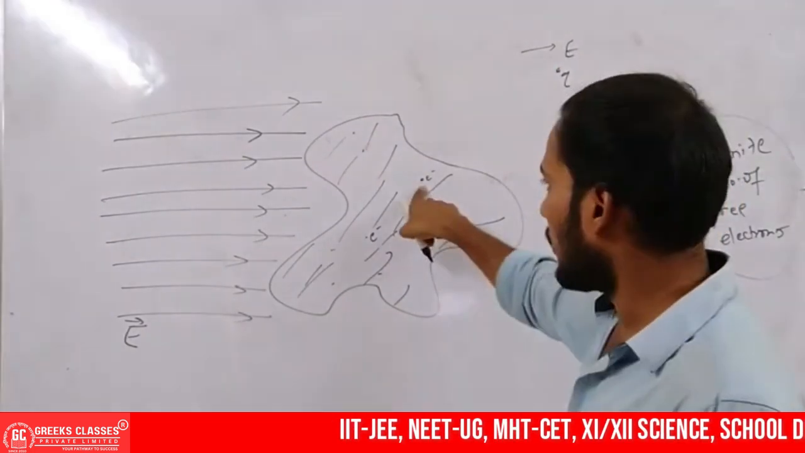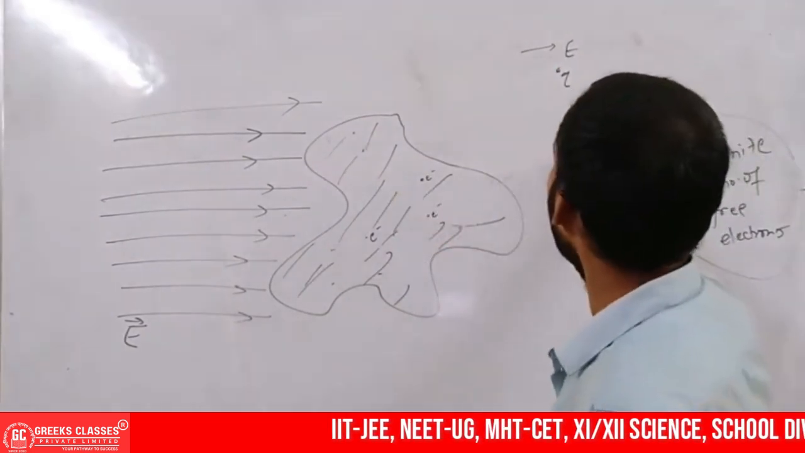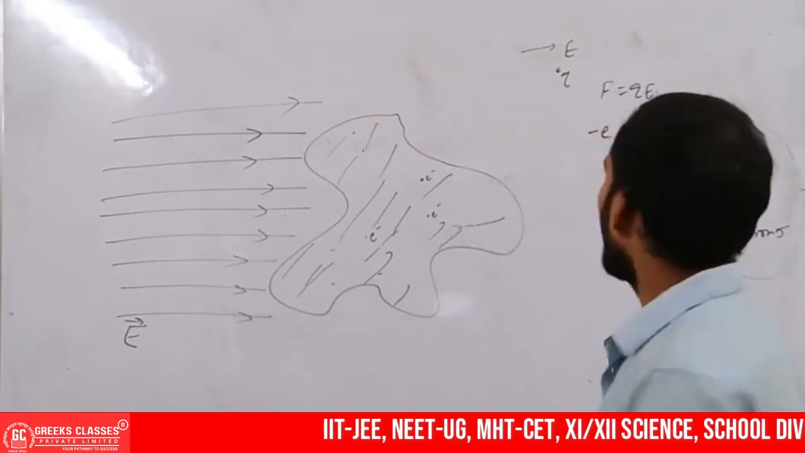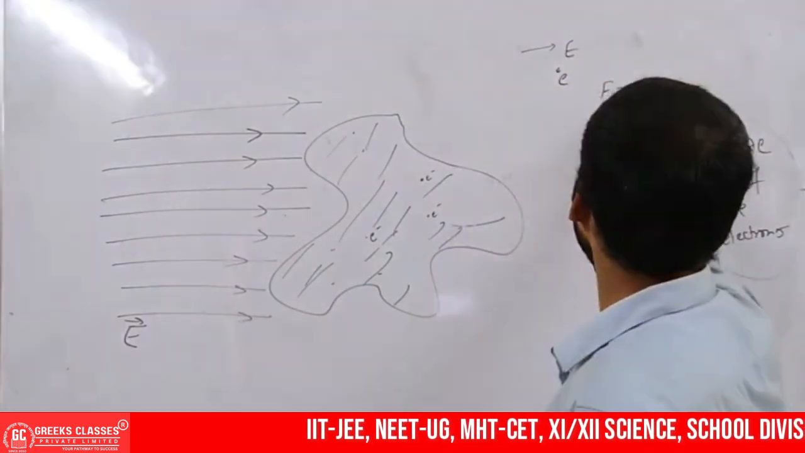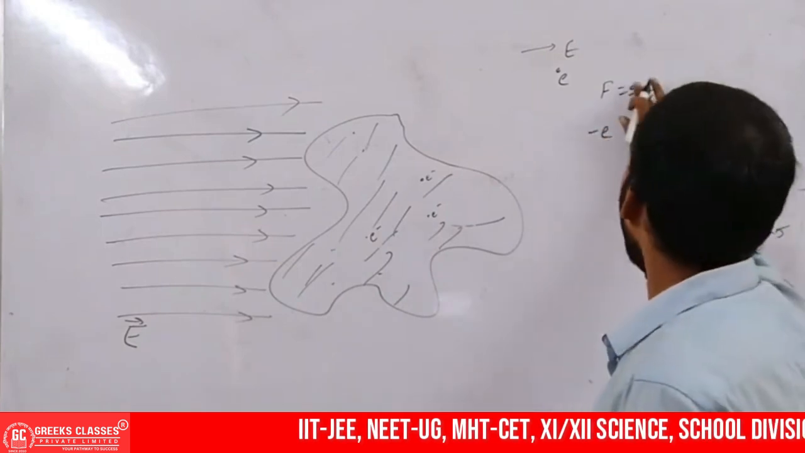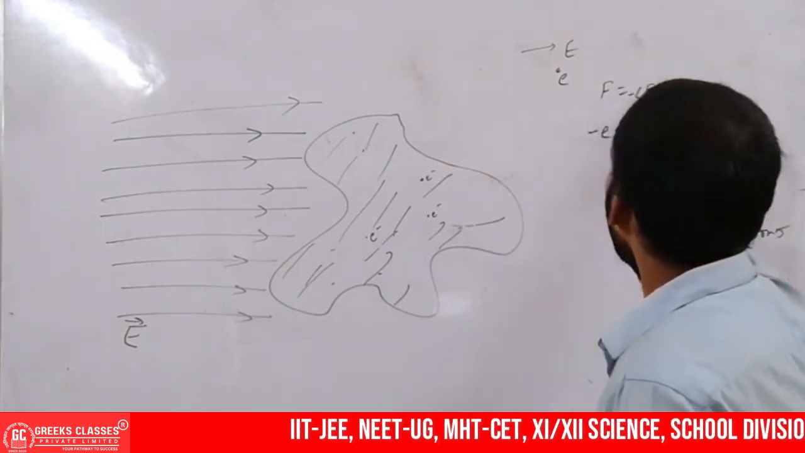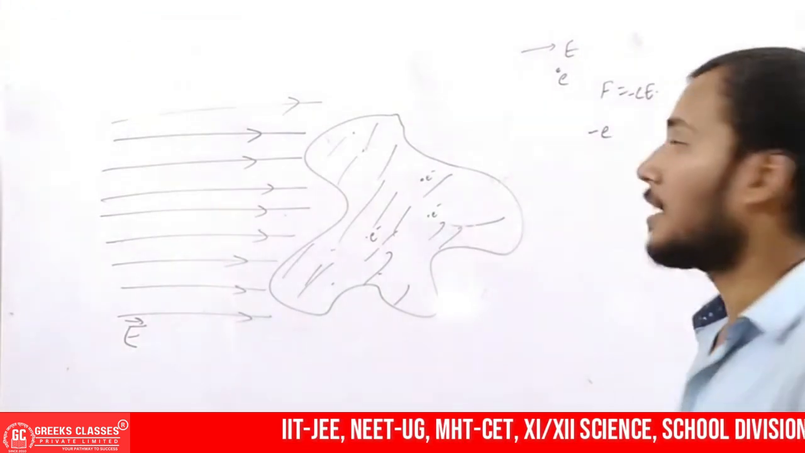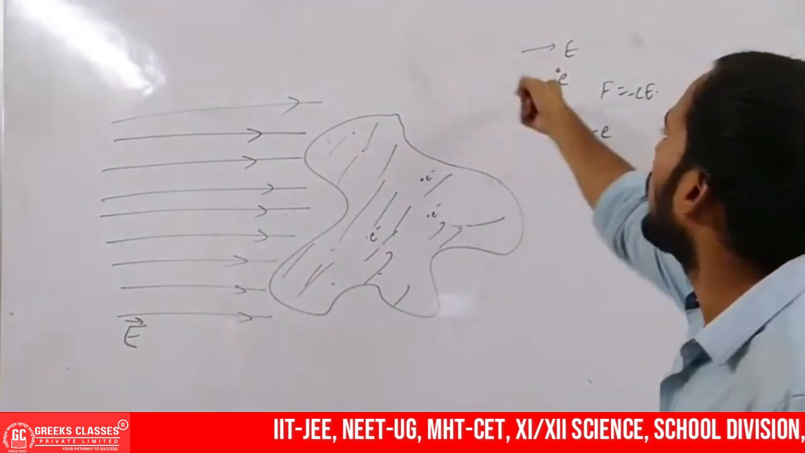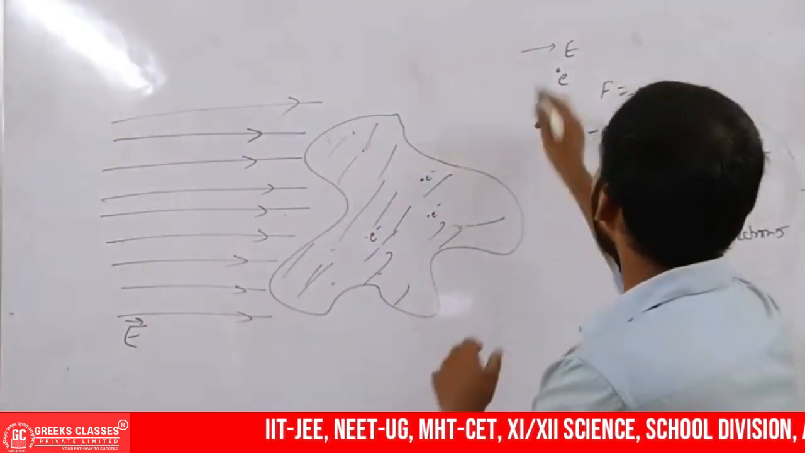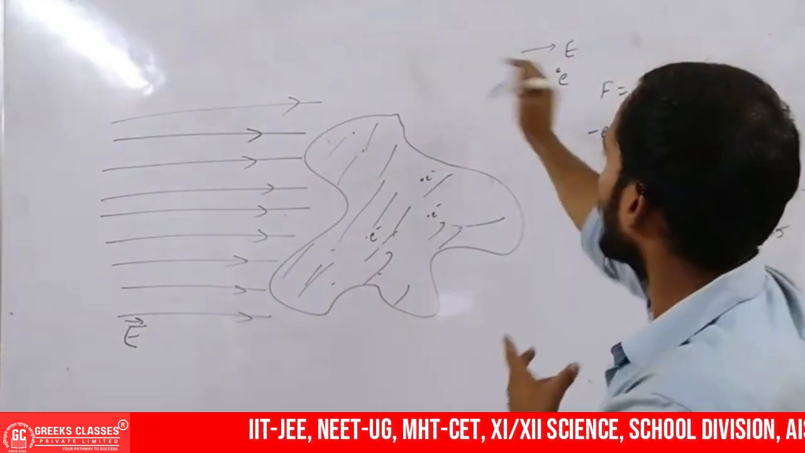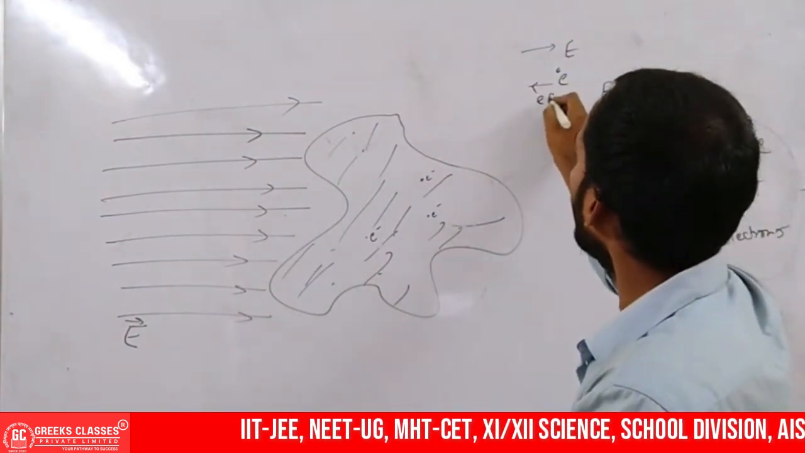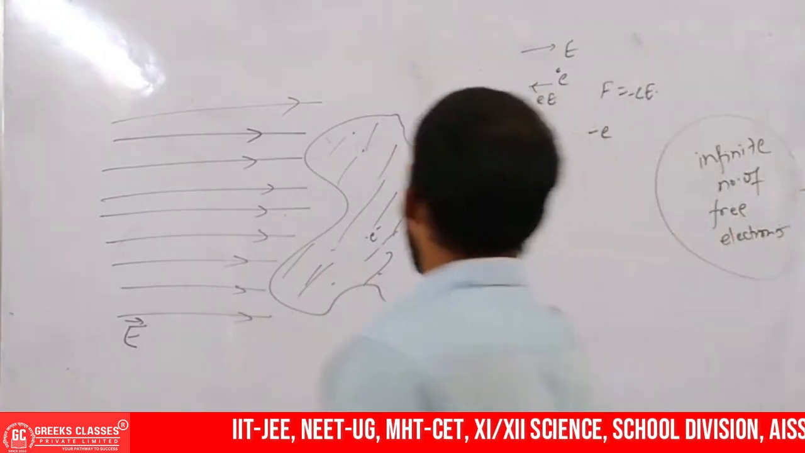Similarly, electrons are nothing but charges of minus e. So if an electron is kept in an electric field, the charge on the electron is minus e, and the force is minus e times E. The minus sign indicates that the force on the electron will be opposite to that of the electric field, which means if the electric field is in this direction, the force on the electron will be in the opposite direction, right?